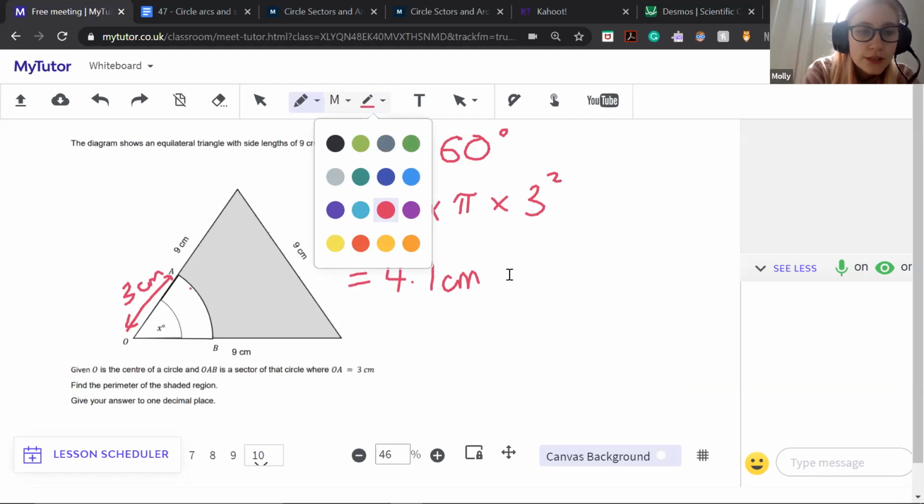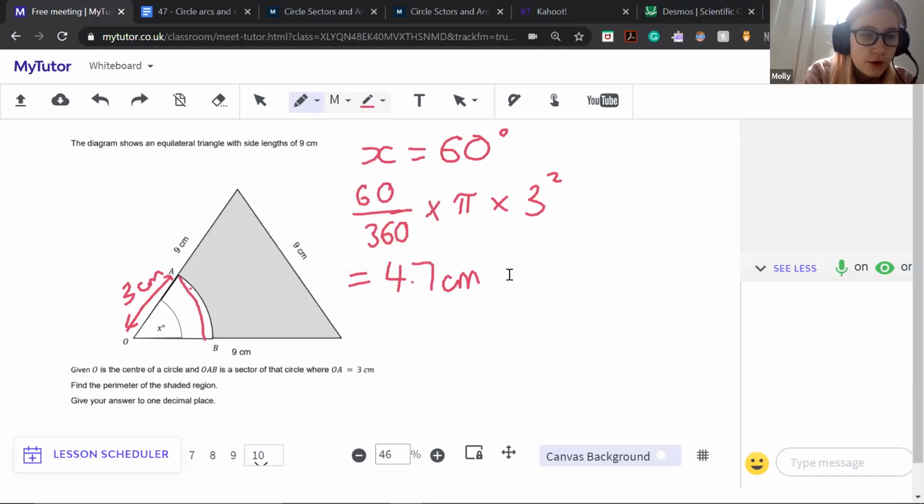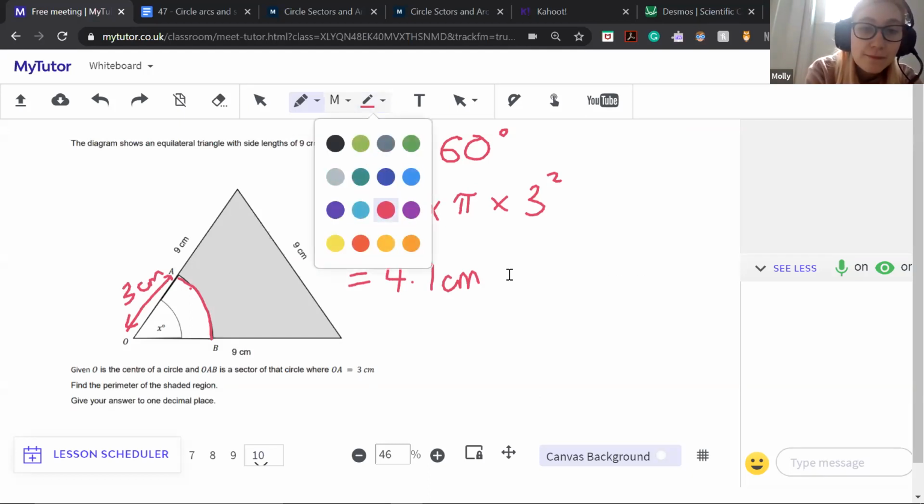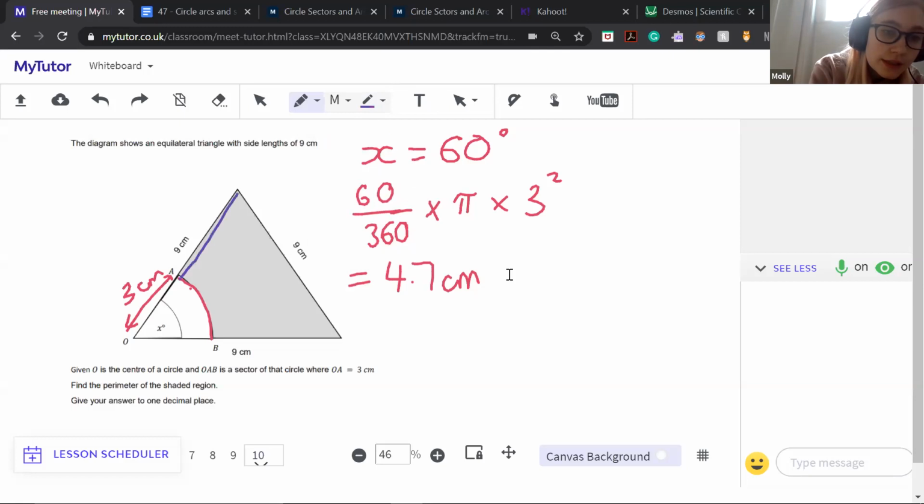So that's covered that bit. Oh my gosh, that was a bad drawing, wasn't it? That's covered that bit. And now we just need the rest. And this bit's actually really nice and simple because these bits both have to be 6 centimeters.